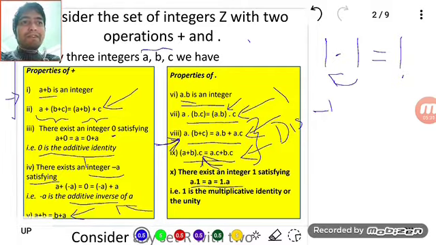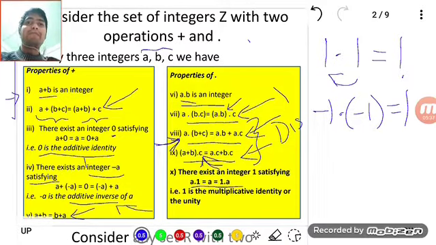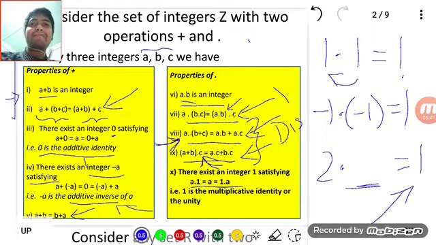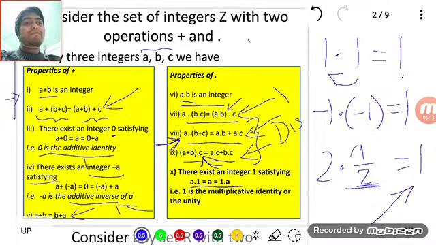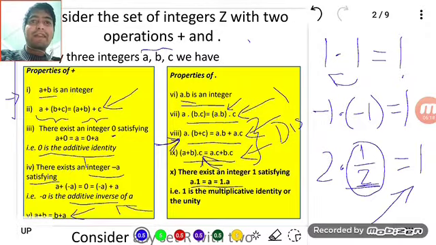What is the multiplicative inverse of minus 1? Minus 1 is still an integer. Again, minus 1. What is the multiplicative inverse of 2? 2 times how much is equal to the multiplicative identity? If we have to find the multiplicative inverse, remember, like we were doing in groups, we have to equate it with the multiplicative identity. So 2 times how much is equal to 1? You know this, it is 1 by 2. But you should be very careful. 1 by 2 is not an integer. It is a rational number, but it is not an integer.